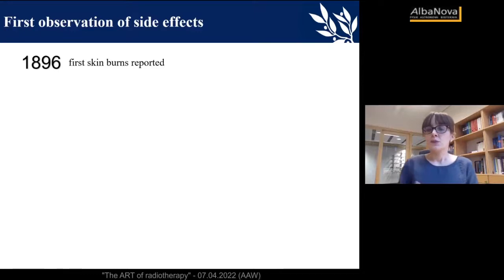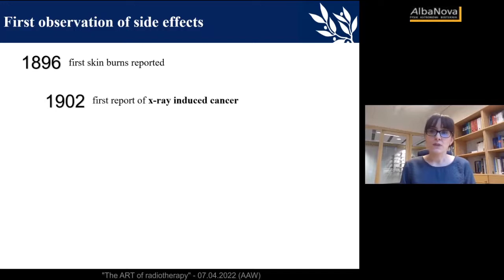Now, as soon as radiation treatment started, people started to observe also the side effects connected with ionizing radiation. The first deterministic effects, such as skin burns, were reported in concomitance with the irradiation. So it was the year 1896. And a few years after, the first reports on stochastic effects, so X-ray induced cancer, start to appear, and it was 1902 when the first report was published.